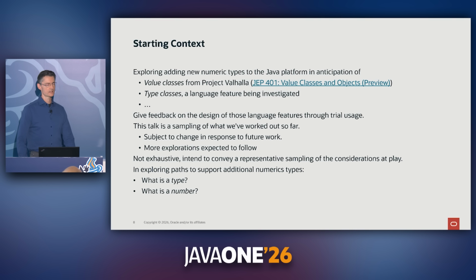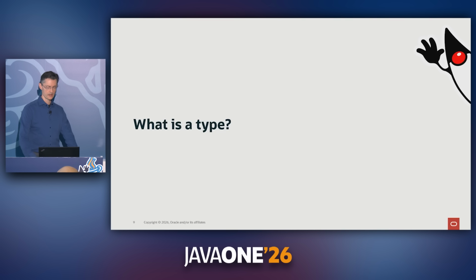So for some starting context, the reason we're working on numeric types now is because Project Valhalla is becoming closer to getting integrated into the platform, and we'll say a little bit more about that later. In particular, the value classes feature from Project Valhalla has a JEP, Java Enhancement Proposal, that's underway at the moment. Type classes is another language feature being looked at in Valhalla to support numeric types. And by using the numeric types now, we hope to give feedback to the Valhalla project and collaborate with them to get a good result. So, moving on to what is a type and what is a number.